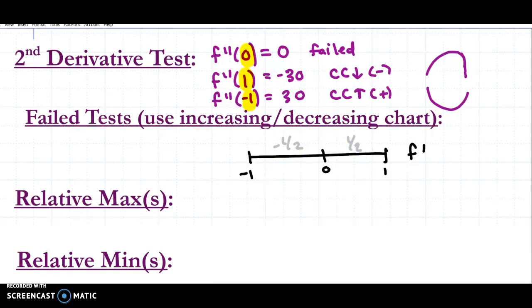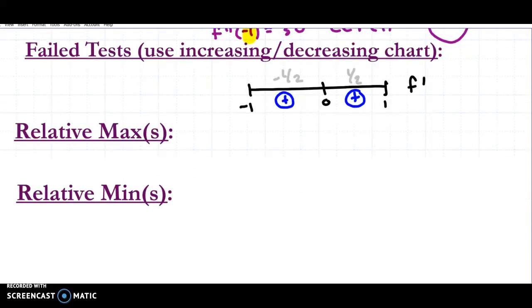All right, so let's choose -1/2 and 1/2. Those make sense. If I plug those into the first derivative, I get that this is a positive number and this is a positive. Okay, so clearly, since it didn't change from positive to negative or negative to positive, we don't have a max or a min.